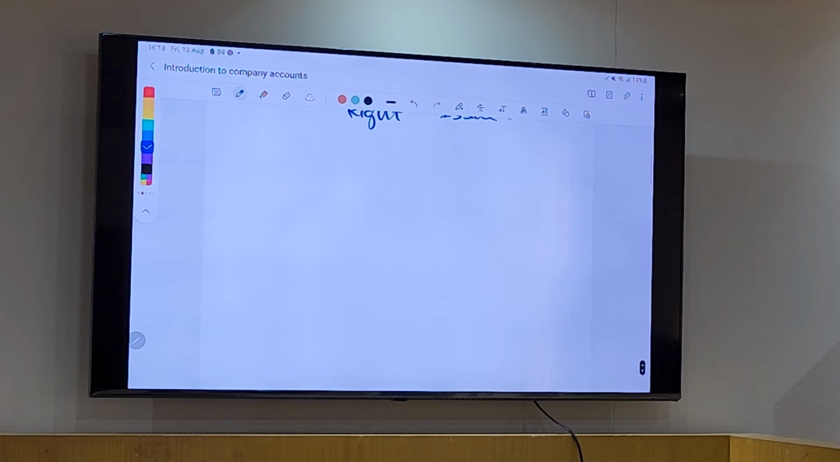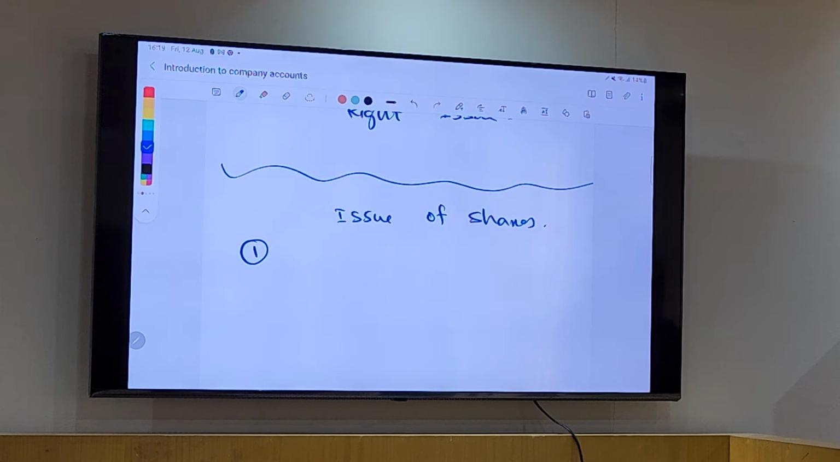When you talk about issue of shares, there are various different types of issue of shares. One is fresh issue. Meaning is simple. You are issuing shares for cash.